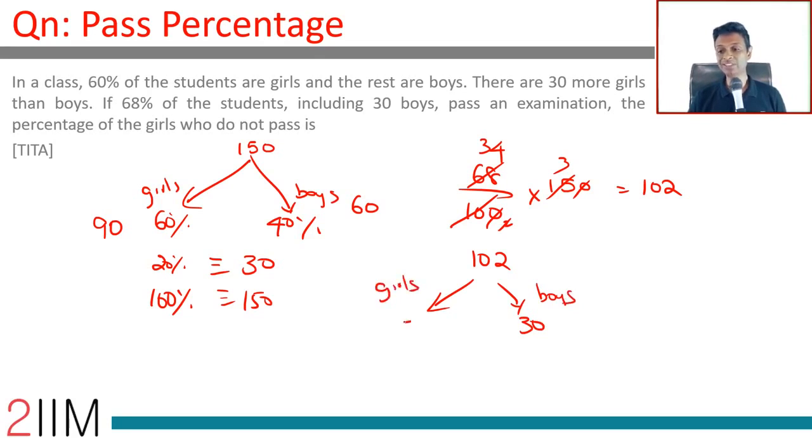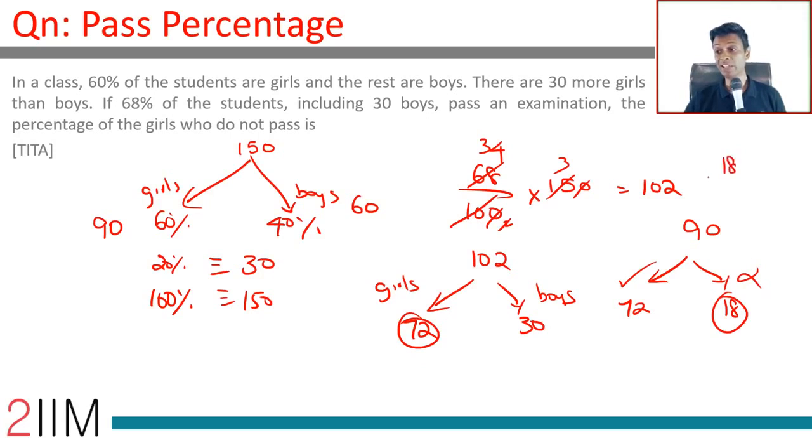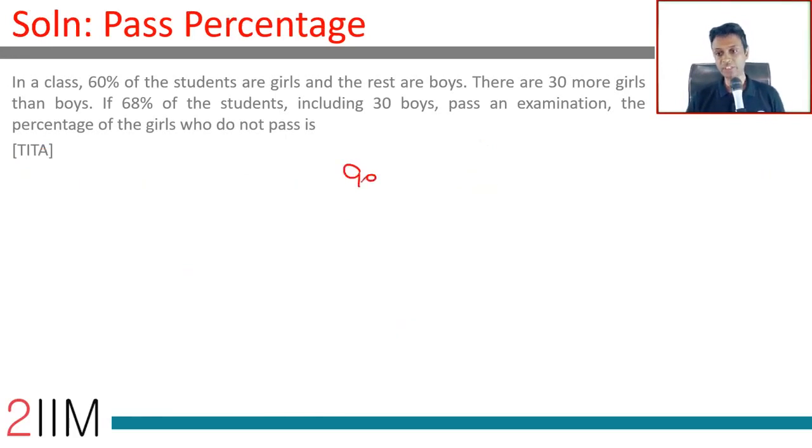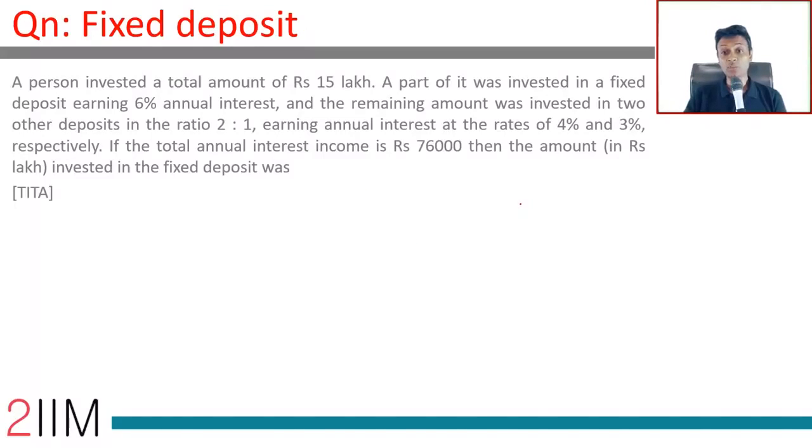So how many would be girls? The remaining 72 would be girls. The percentage of girls who do not pass: there are 90 girls, 72 pass, so 18, the remaining, do not pass. So what is the percentage that do not pass? 18 by 90 as a percentage. 1/5 as a percentage. 1 by 5 into 100. This is 20%. 20% of the girls do not pass this exam. Out of 90 girls, 18 do not pass. That is 20%.